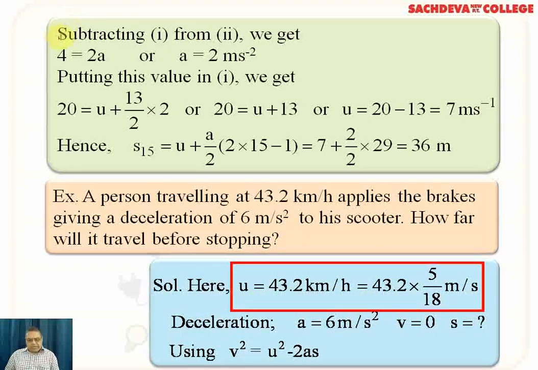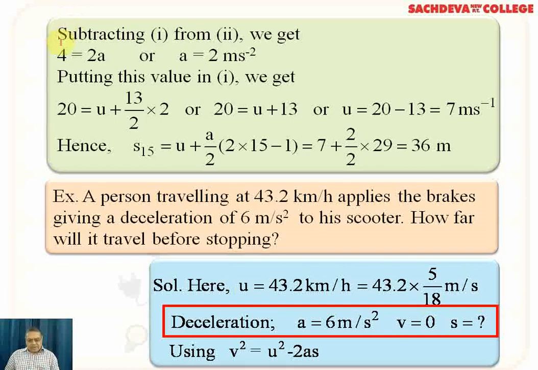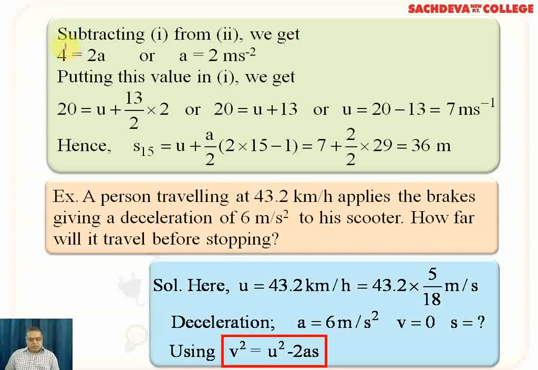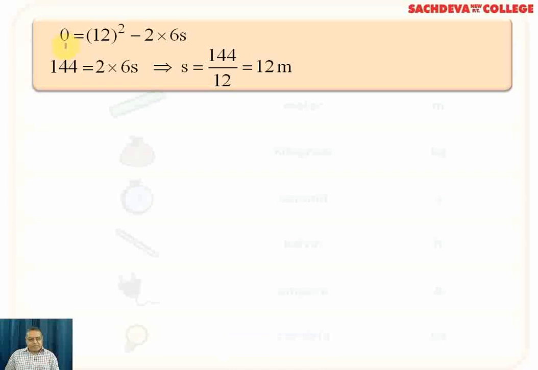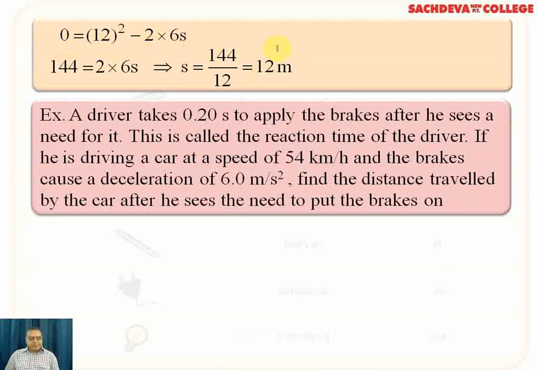Here u is given, so we convert it to meters per second by multiplying the number by 5 over 18. And deceleration is given as 6 meters per second square, v is 0 because brakes are applied and finally it comes to rest. So the final velocity will be 0. S is to be calculated using v square is equal to u square minus 2as. Now by computing the values, we'll come to the conclusion that it will be 12 meters.